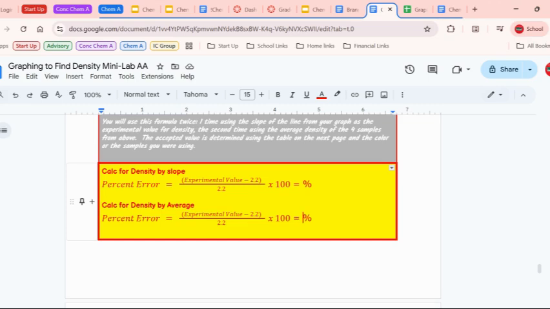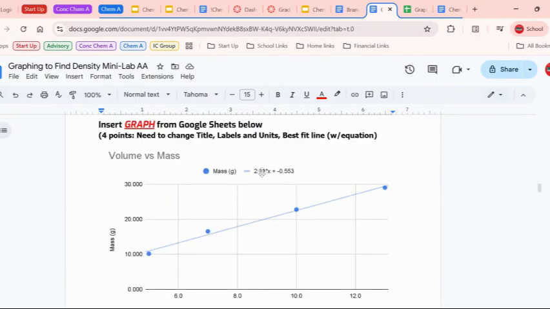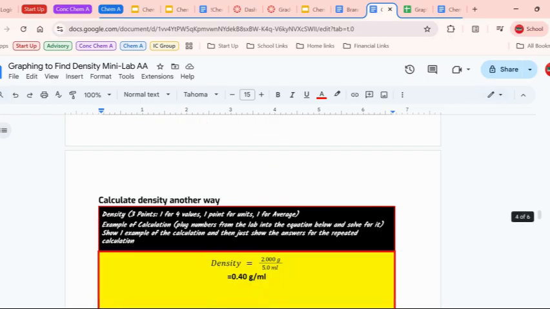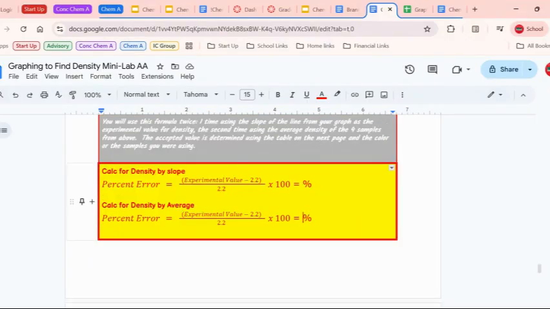For the one at the top, to calculate the slope, density by slope, that comes from this number right up here in this formula. That is the number that you are going to use. You plug that into this formula right here where it says experimental value. Take that out, put that number in, get your answer to 2 sig figs again.